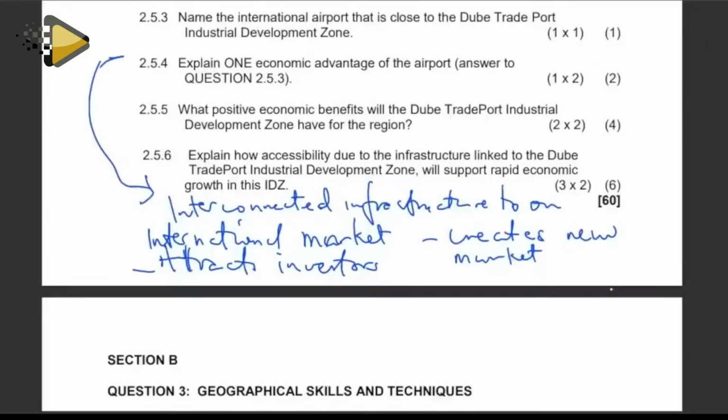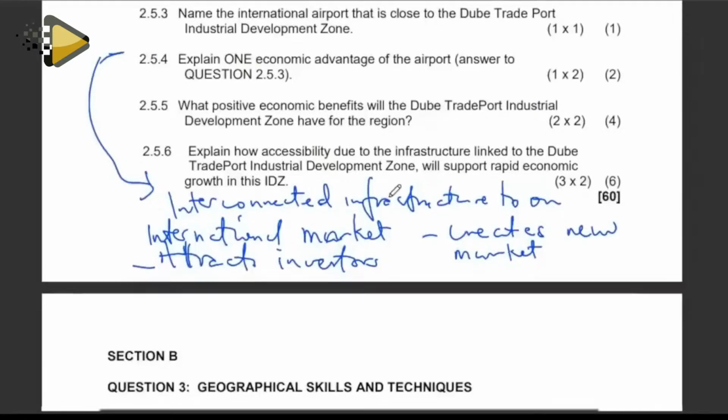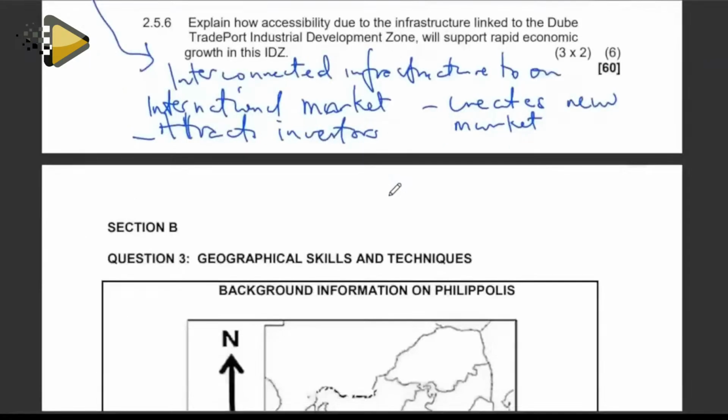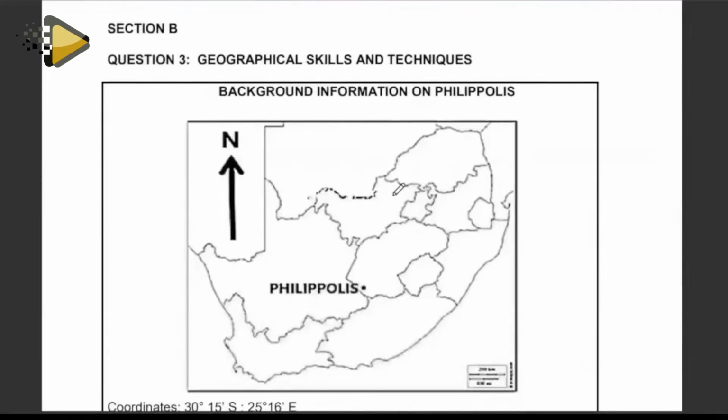Because of that, I think we can safely say we have come to the end of our first section. We have come to the end of Section A, which is our question on the economic geography of South Africa. Right, the next move is for us to go to the next part, which is our part on geographical skills and techniques.